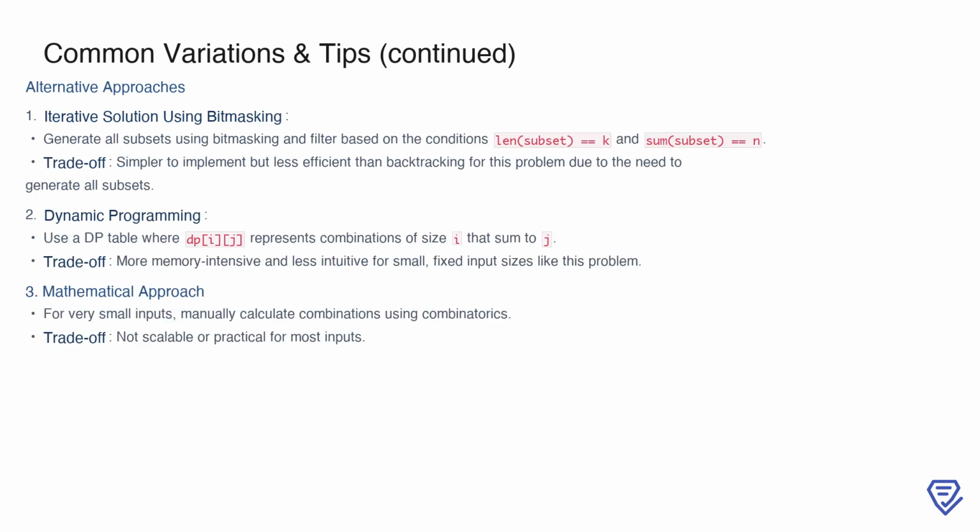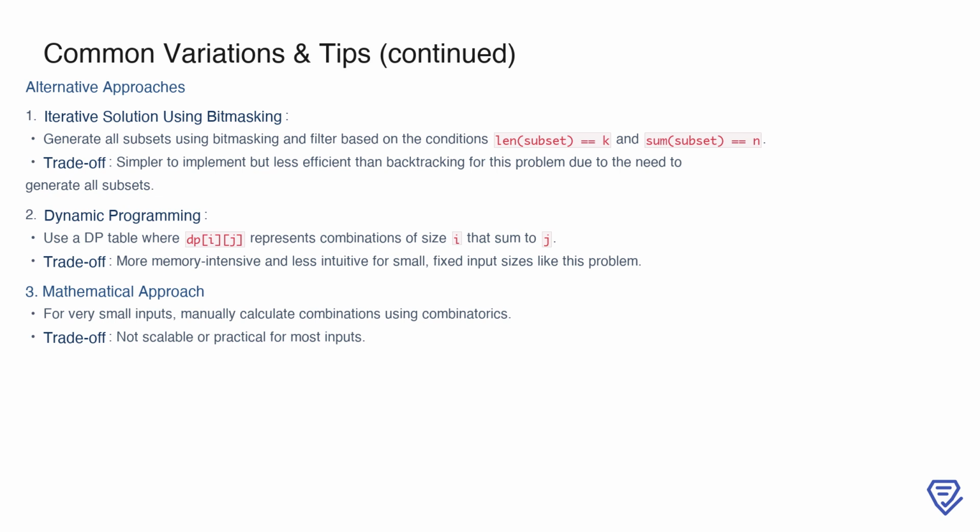Finally, there are alternative approaches to solving this problem that you might consider. One option is using an iterative solution with bit masking. This method generates all subsets and then filters them based on the conditions that the subset size equals k and the sum equals n. However, while bit masking is simpler to implement, it tends to be less efficient than backtracking because it requires generating all subsets.